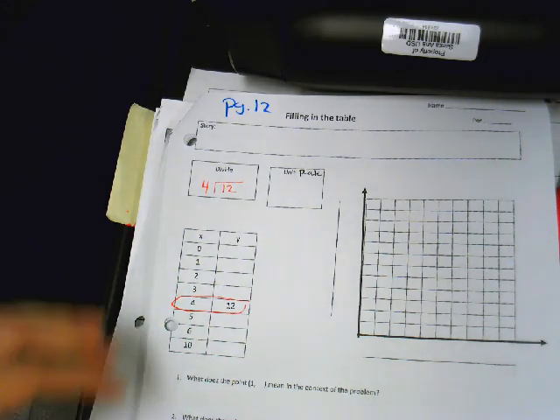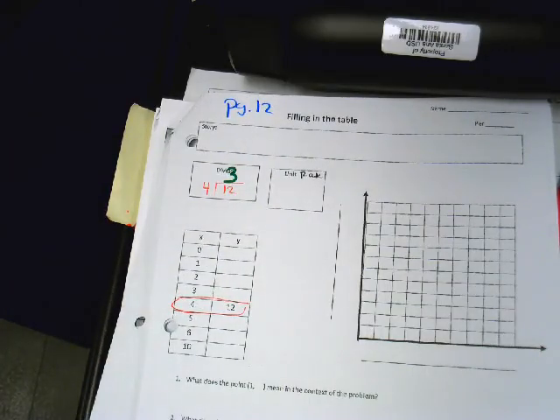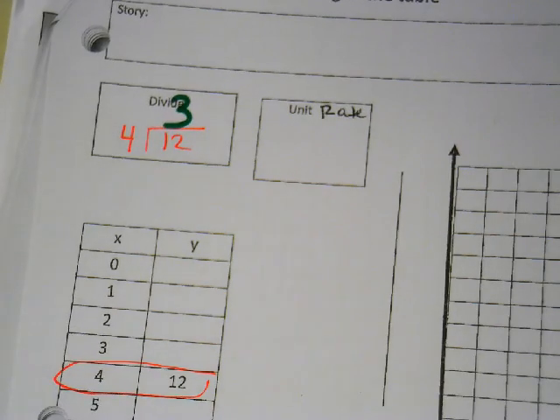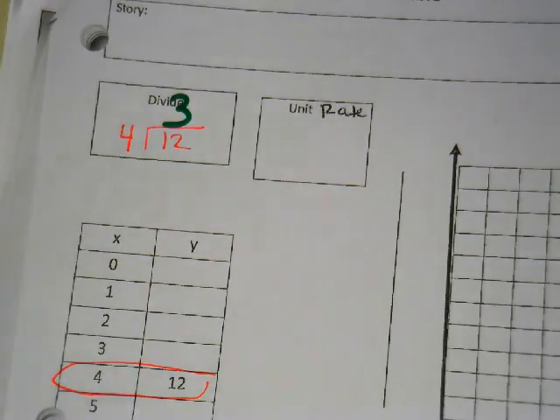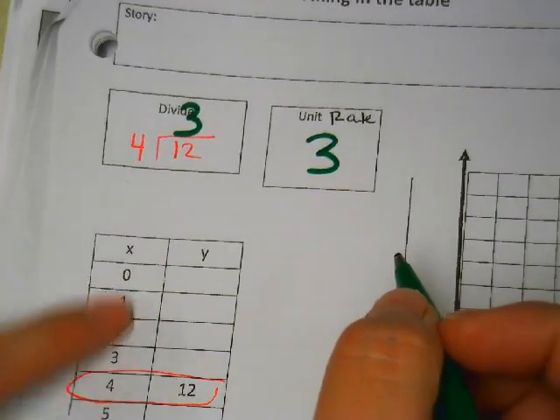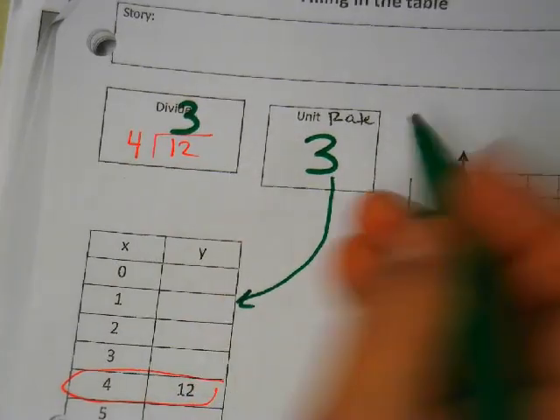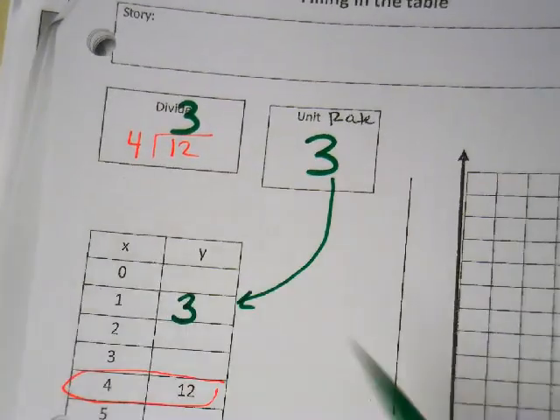And what is 12 divided by 4? 3. What does 3 represent? 3 is your unit rate, your per one thing. So our unit rate is 3. Where do I write that? Next to what number, Margarita? Let's focus. Next to the 1. So whatever you get here, your unit rate, you will always place it next to the 1.